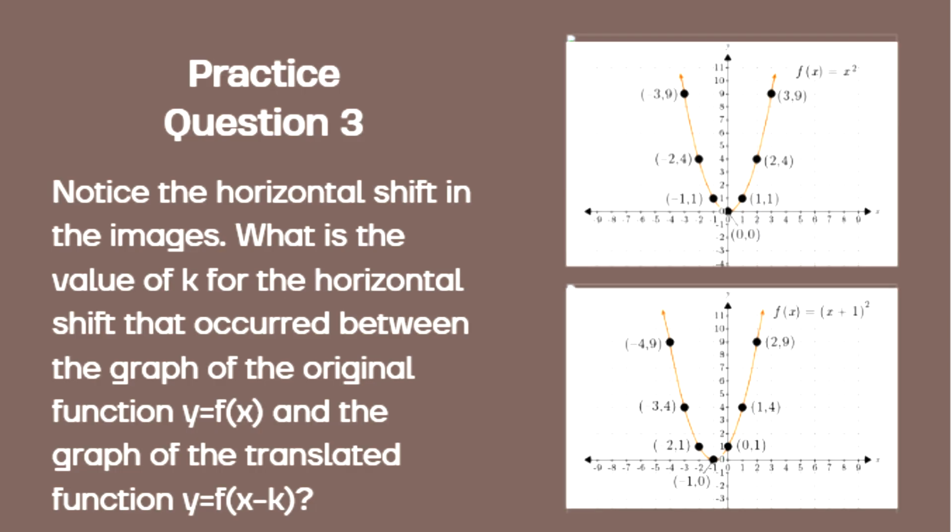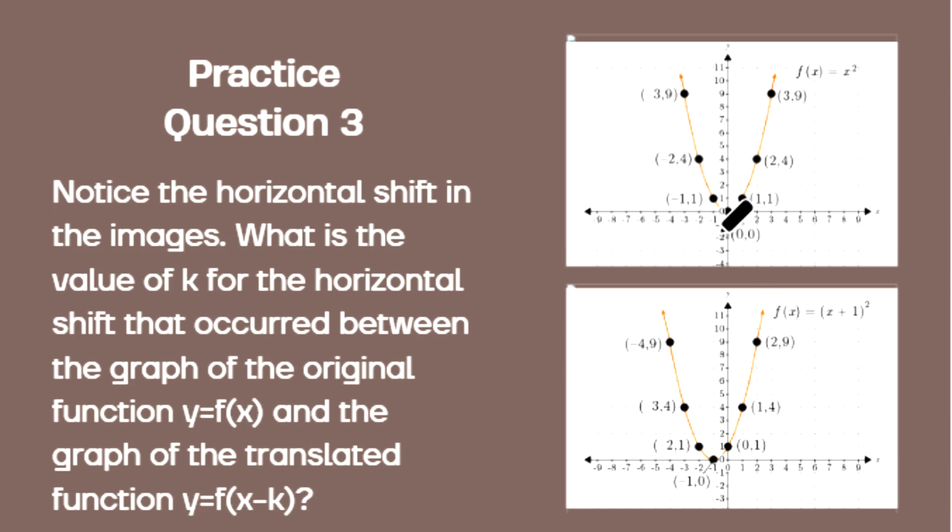Notice the horizontal shift in the images. So we started here and we shifted over. What is the value of k for the horizontal shift that occurred between the graph of the original function y equals f of x and the graph of the translated function y equals f of x minus k? Just wants to know, what's the value of k? You should be able to tell me this.